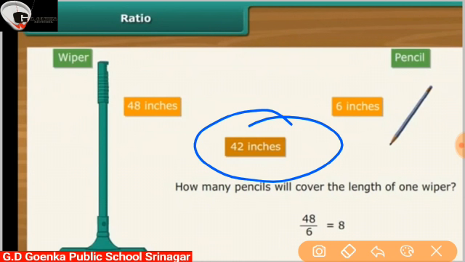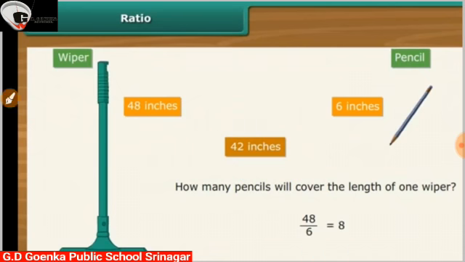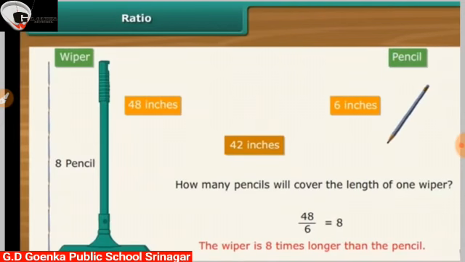Comparison will be better if we try to find out how many pencils can be placed one behind the other to match the length of the wiper, right? So for this, we will divide 48 by 6. 48 is the length of the wiper, 6 is the length of the pencil. That will give us how many pencils will cover the length of one wiper, which is 8. That means 8 pencils, when placed one behind the other, will match the length of the wiper. That means the wiper is 8 times longer than the pencil.